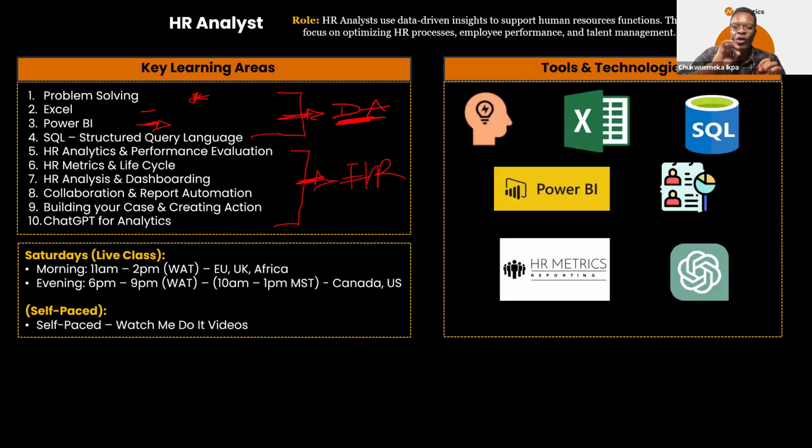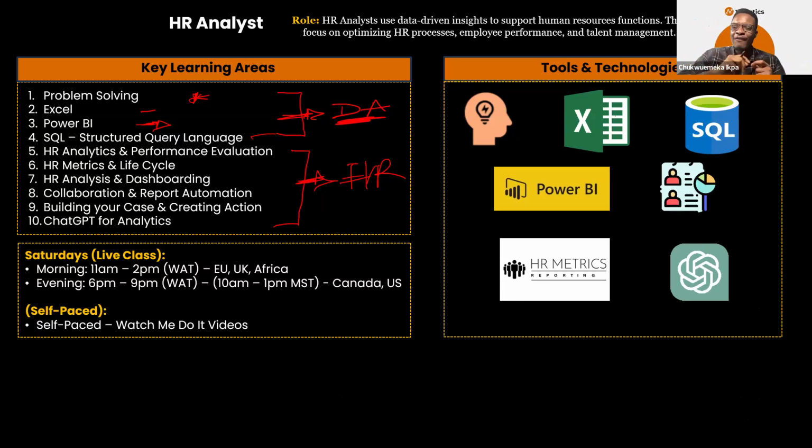Now, for all the programs that we have here, you only learn on Saturdays. The classes are always on Saturdays. So you will have the morning class and the evening class. The morning class holds from 11 a.m. to 2 p.m. West African time, while the evening class is from 6 p.m. to 9 p.m. West African time. It can only be in one. Now the morning class is suitable for people in Europe and Africa, while the evening class is suitable for people in North America, the Canadians and the US guys.